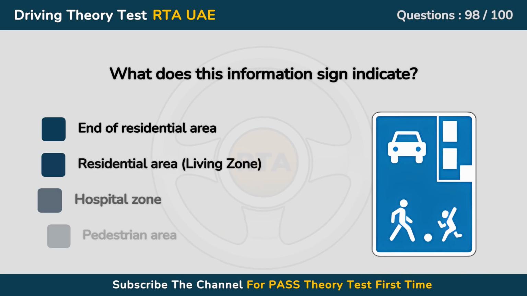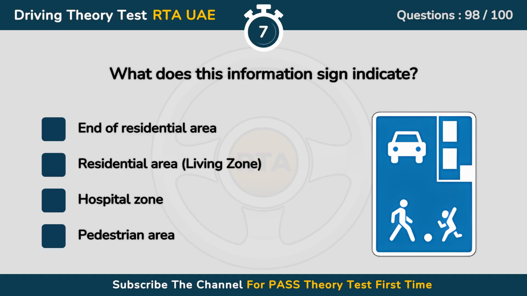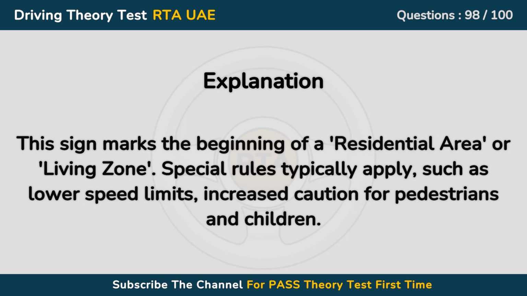Question 98. What does this information sign indicate? A. End of residential area. B. Residential area living zone. C. Hospital zone. D. Pedestrian area. Answer is B. Residential area living zone. This sign marks the beginning of a residential area or living zone. Special rules typically apply, such as lower speed limits and increased caution for pedestrians and children.